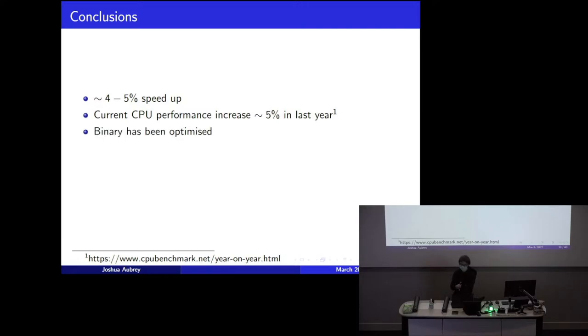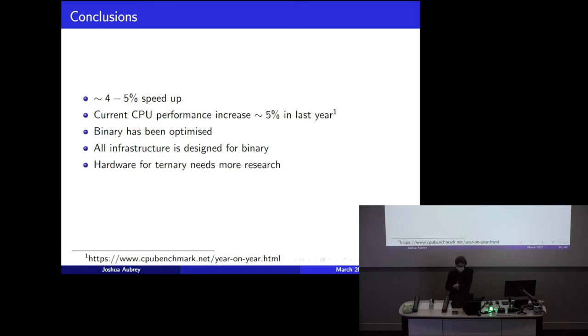Well, binary has been optimized all the way from the start of computing, and everyone's been working with binary, so there are all these optimizations specifically targeted towards that. If we start developing ternary now, we're going to find some optimizations for ternary, so maybe that's better then. And right now, all the infrastructure is binary based, so we can't just flip a switch and say, now we're going to use ternary. So we need to develop the hardware a bit more.